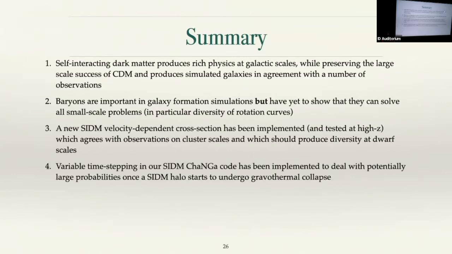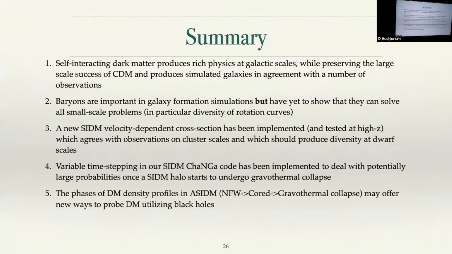And Tom and I also worked on implementing variable time stepping into Changa, so that when you do get gravothermal collapse, you're going to get these really large probabilities, because the probability of interaction is proportional to how much dark matter is around. And so if you have gravothermal catastrophe, your densities are really large, and so your interaction rate is going to go up. And so you're going to need to be able to take proper time steps to account for all of the SIDM scatterings.